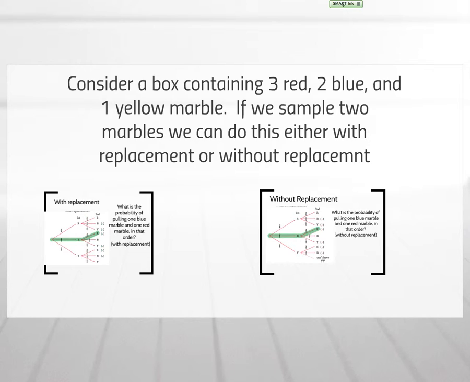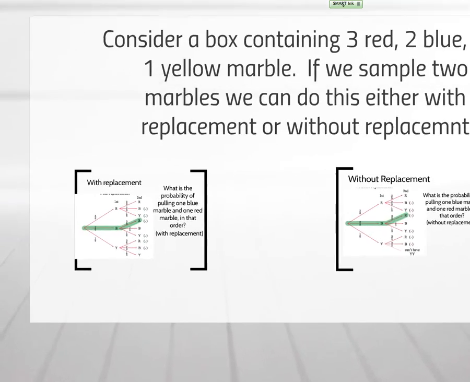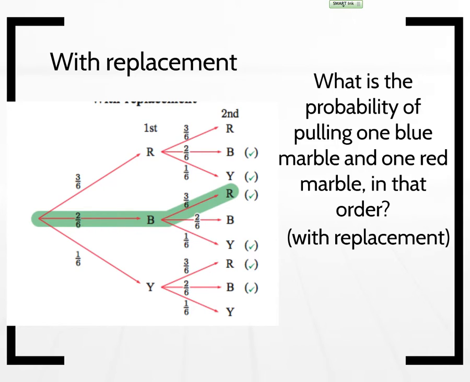So how many total marbles are in this box? 6. Okay. So again, I would not try and scribble this down. The exact same picture is in your textbook. But this is what our tree diagram looks like with the replacement. Now the diagram will look the same either way. It's the numbers that change from with replacement to without replacement.